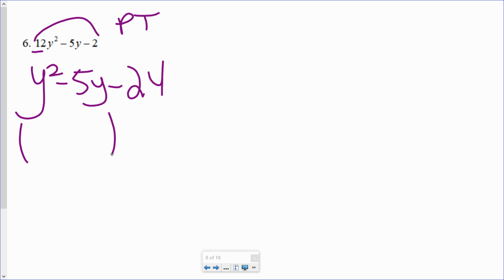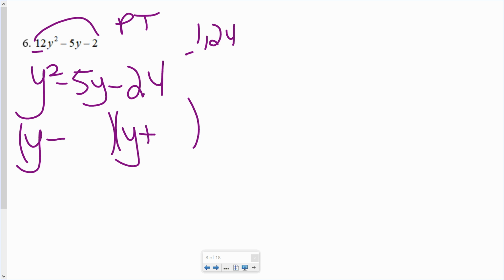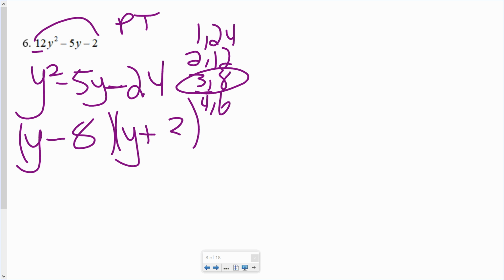Y and Y. First sign comes down, negative and a negative is a positive. Again, this is just a regular trinomial at this point. Which of those pairs subtracts to 5? 8 and 3, bigger number goes first. Pay the toll.